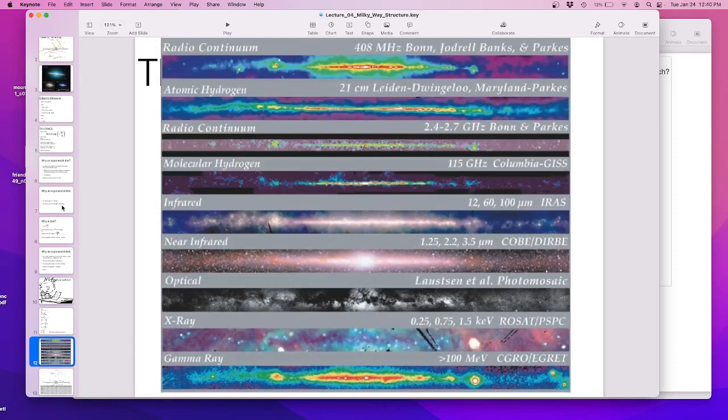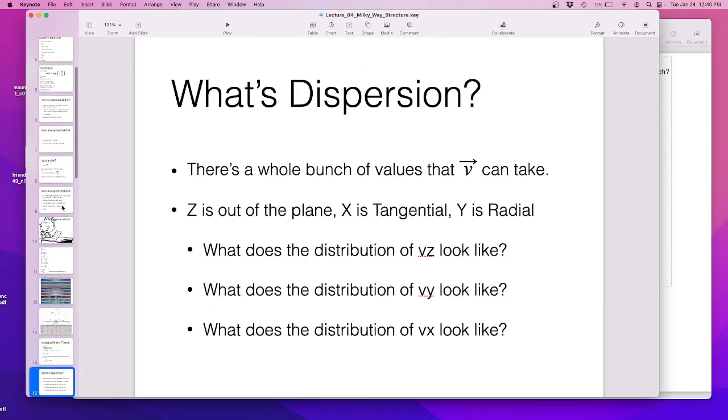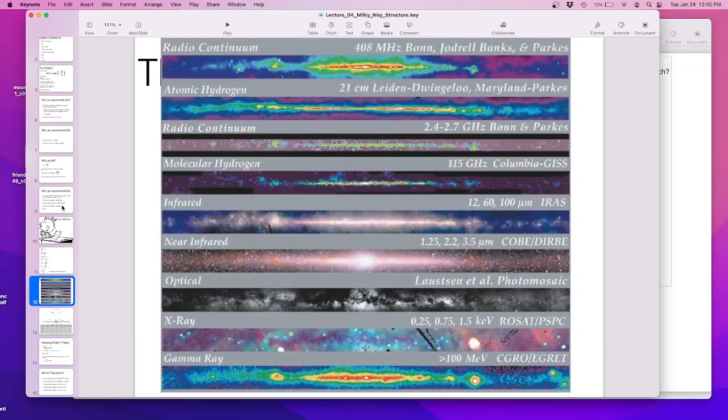Okay, so here is a picture of the different disks of the galaxy. I love this poster because it shows you a whole bunch of cool stuff. I'll get to dispersion in a second, and then I'll be done, I think. So what this shows you is the different disks in the galaxy. What I want you to really focus on is this radio continuum, and then look at this atomic hydrogen. Now what are these two things doing? They're measuring different things. The radio continuum is measuring the thermal processes, and the atomic hydrogen is only measuring cold hydrogen.